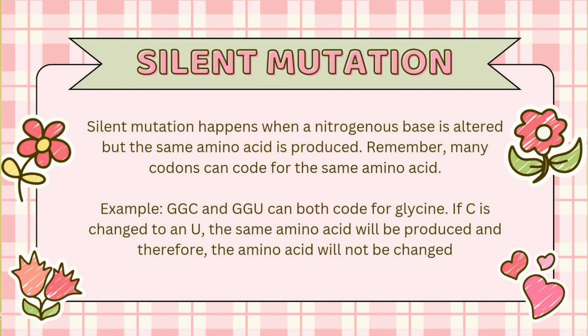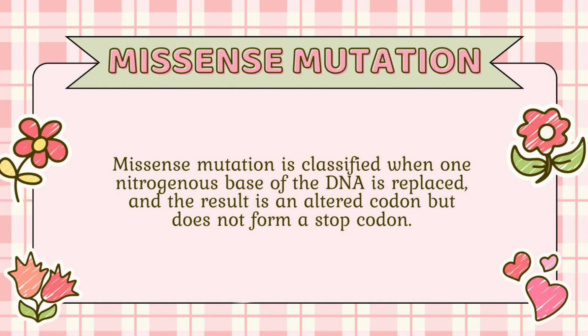2. Silent mutation. Silent mutation is when a base is altered or changed, but the same amino acid is produced. An example of this is GGC and GGU, where C, or cytosine, changes to U, or uracil. GGC and GGU can both code for glycine, hence it is called silent. And lastly, missense mutation. This type of mutation will create a different amino acid, such as valine changed into glycine.